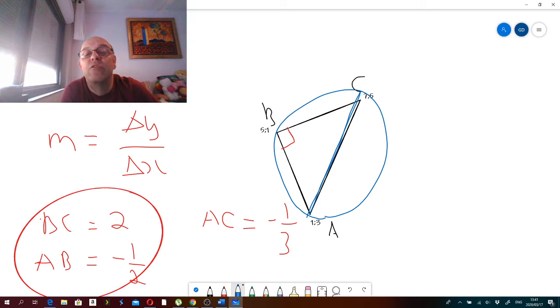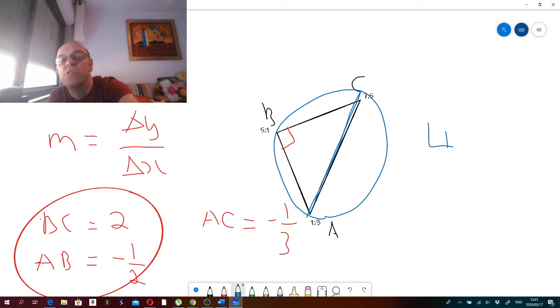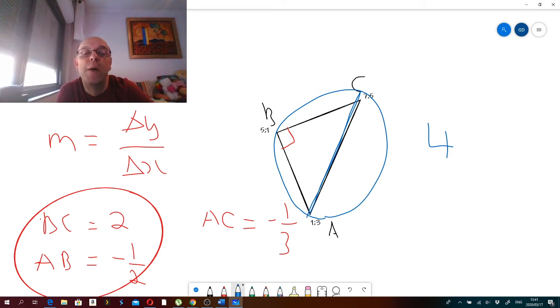Well, for midpoints, we add the two x points together. 7 plus 1 is 8, and half of 8 is 4. So there is the one x point, and for the y points, 5 plus 3 is also 8. So 4 has to be the center of the circumcircle, or the circle that goes around the 3 points of our triangle. So that is question 4.